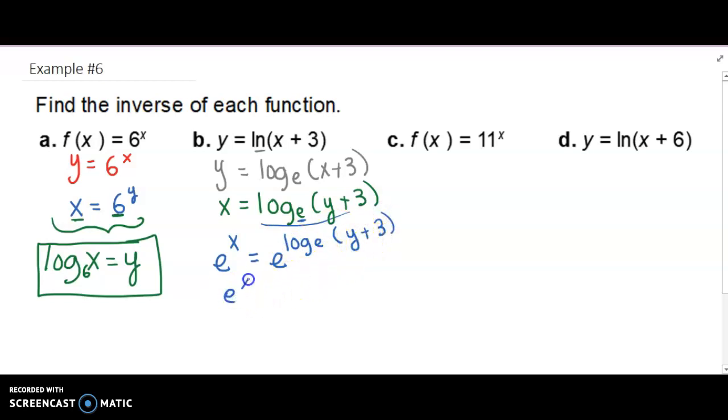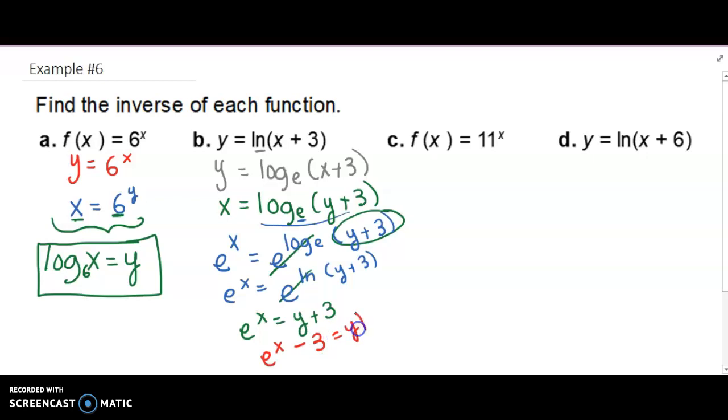Or if you don't like writing it as log base e, you could write e to the natural log of y plus 3. Same thing. Now notice e to the log e, that's one of the ones we did, is just equal to this. So e to the x equals y plus 3. Those basically go away. And then to get y by itself, it'd just be e to the x minus 3 equals y. There is my inverse.